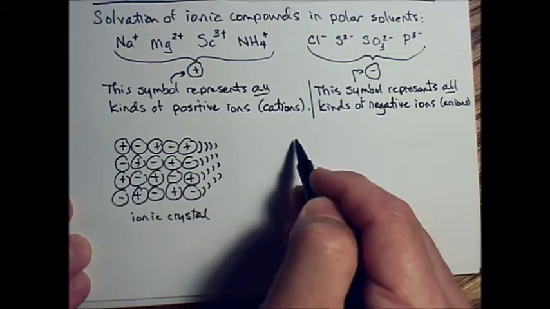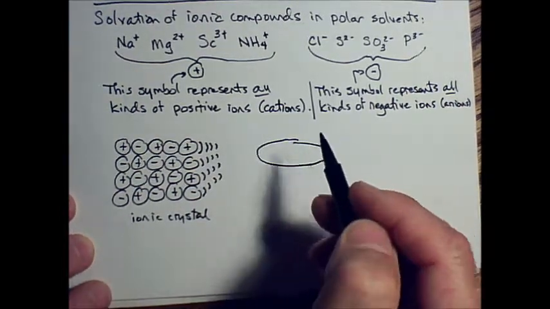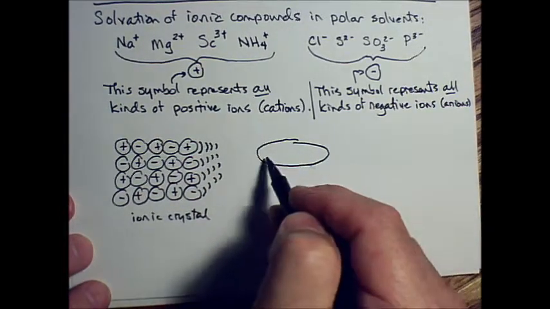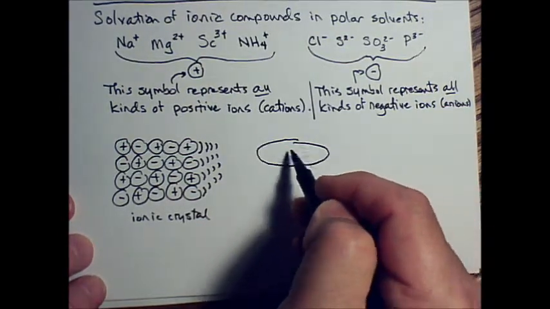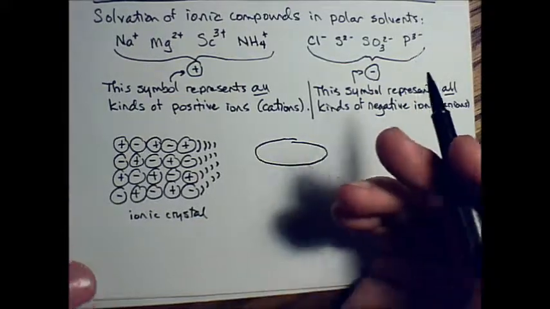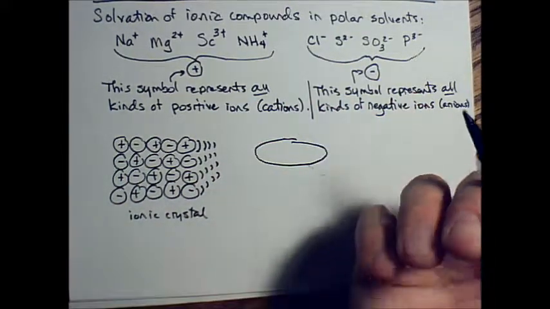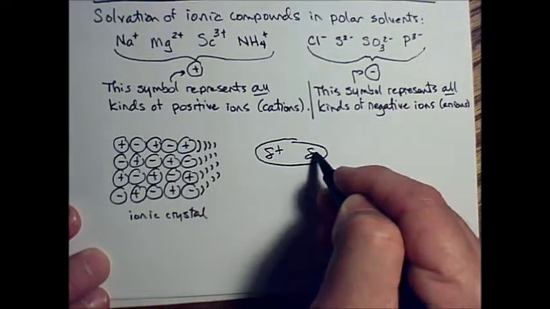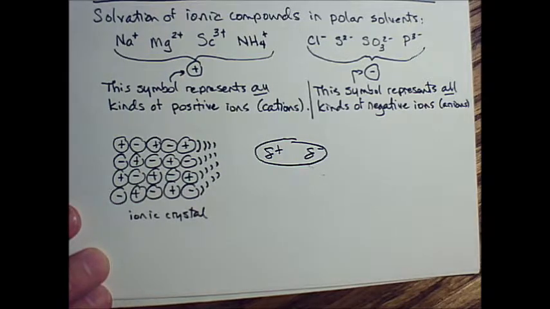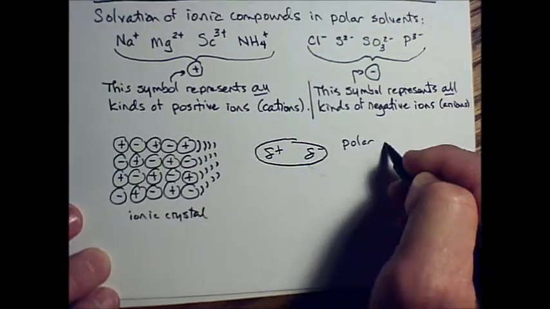Okay? Now let's remind ourselves about polar molecules. Polar molecules are molecules where the atoms inside the molecule are bonded together covalently, but they're arranged in a way so that you have one end of the molecule that's more negative and one end of the molecule that's more positive. So we've got a partially positive end and a partially negative end on the molecule. So this represents a polar molecule.